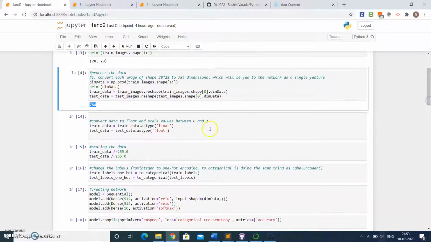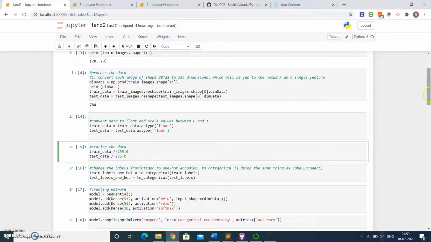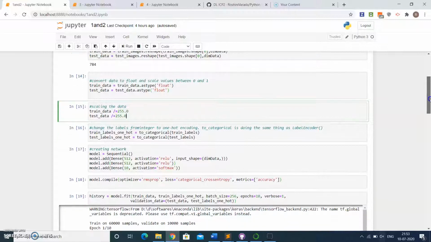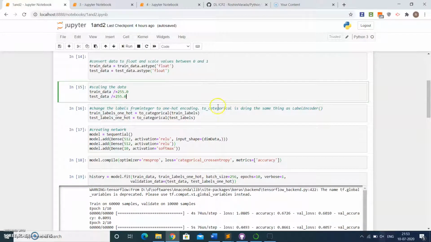And the next step is we are going to convert the data to float and scale the values to between 0 and 1. We are going to convert both the training data as well as the test data. The next objective is scaling the data, both the training data and the test data, with a scaling factor of 255. And the next one is encoding the labels with the help of one-hot encoding, which is like the label encoder.